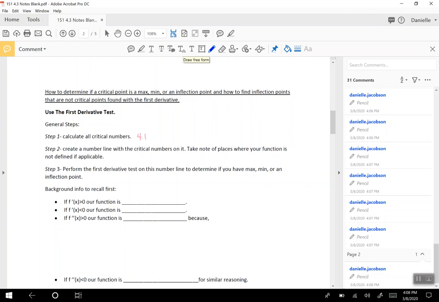Before we can go through and do this, we have to remember a few things. The first thing you need to recall is that if the first derivative is positive, the function is increasing. Right? If the first derivative is less than 0, aka negative, our function is decreasing.